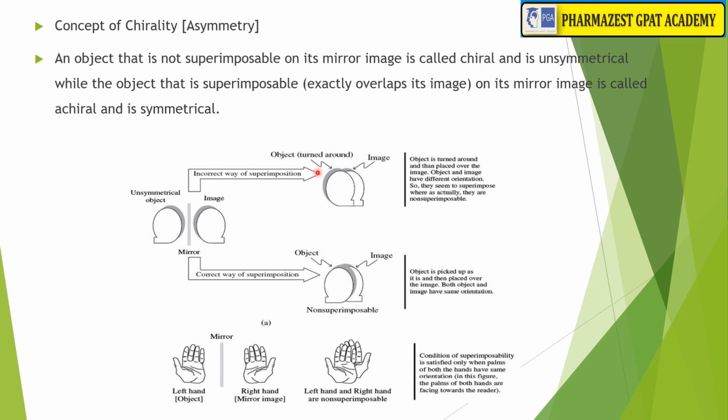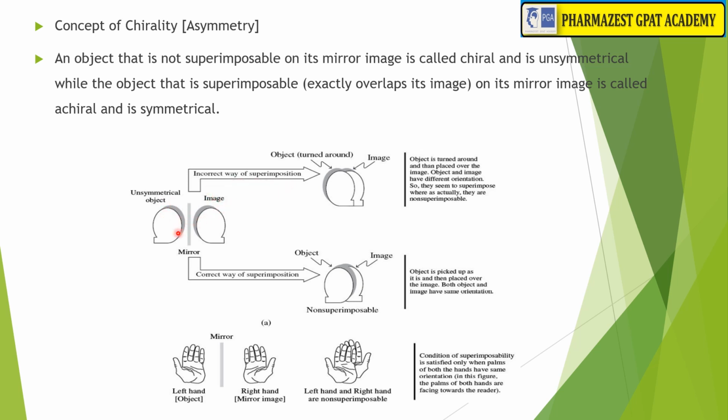Chirality, in our chemistry terms, is this: if a carbon is attached to 4 different groups, then that carbon is known as a chiral carbon. Such carbons are known as chiral and they are non-symmetrical because they are attached to different groups. Symmetry is not observed. For example, in this diagram, it is an unsymmetrical object and this is the image.